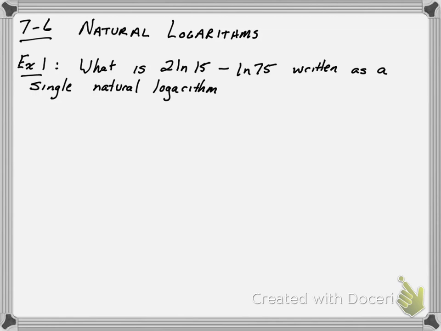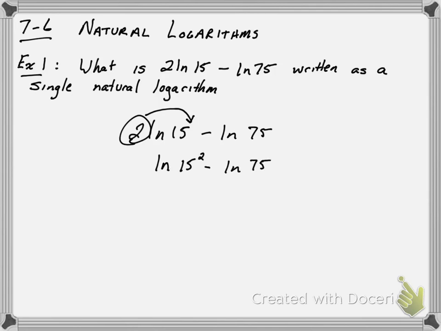So if we take the problem 2 times the natural log of 15 minus the natural log of 75, I need to condense it. They wanted me to write it as a single logarithm. Remember, this number out front is multiplied. Multiplication becomes an exponent. It's natural log of 15 squared minus the natural log of 75.